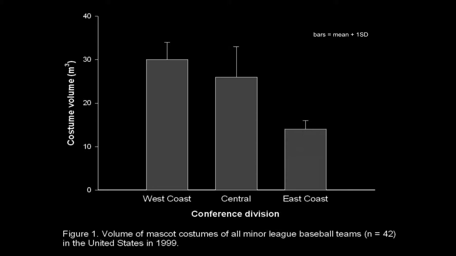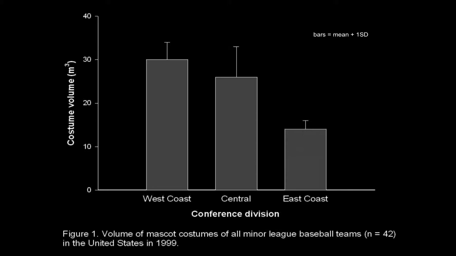The volume of mascot costumes. Right. In minor league baseball teams in the US. There you go. Cubic meters. So it was the size of the costume that we were showing. It's cubic meters. I think it's really telling us that they use shorter people. So clearly the East Coast has short people, exactly. Or at least thinner people.